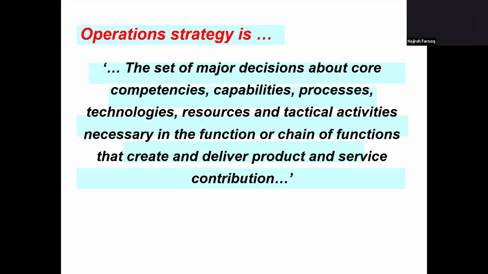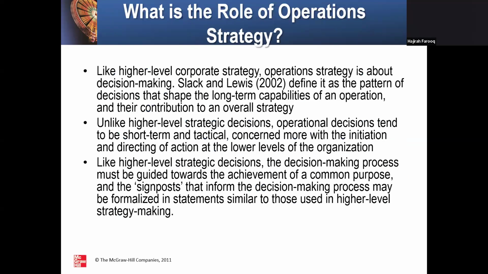So operation strategy is the set of major decisions about core competencies, capabilities, processes, technologies, resources, and tactical activities necessary in the function or chain of functions that create and deliver product and service contribution. Then we went on to discuss the role of operation strategy, like higher level corporate strategy.